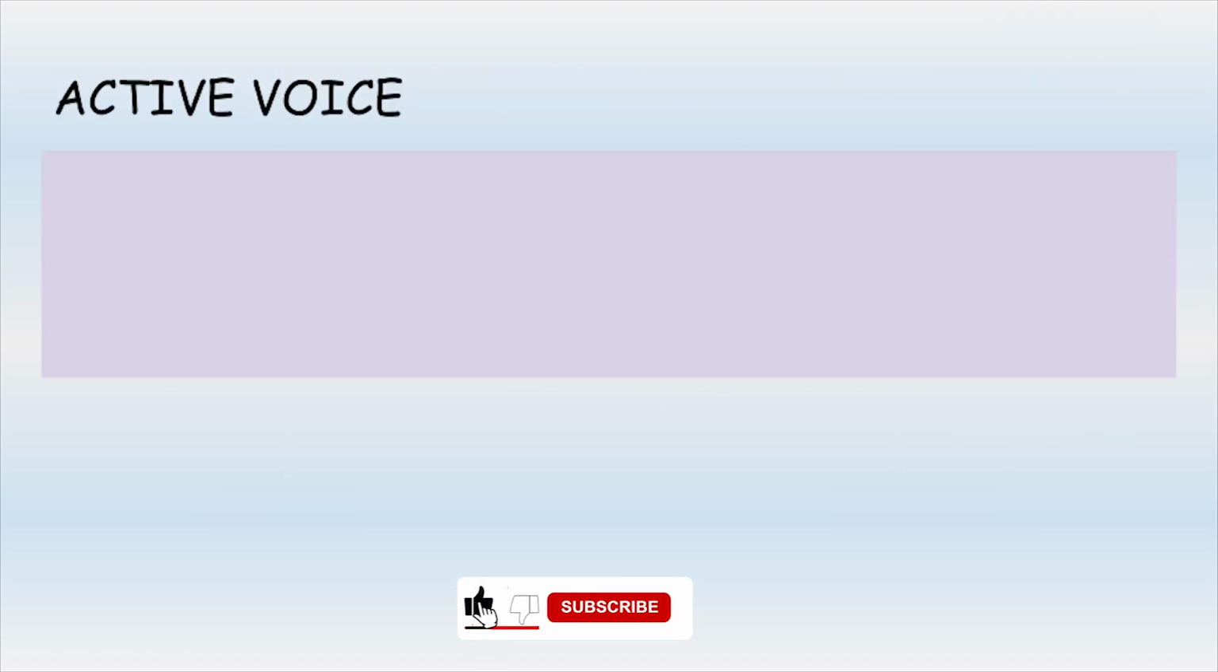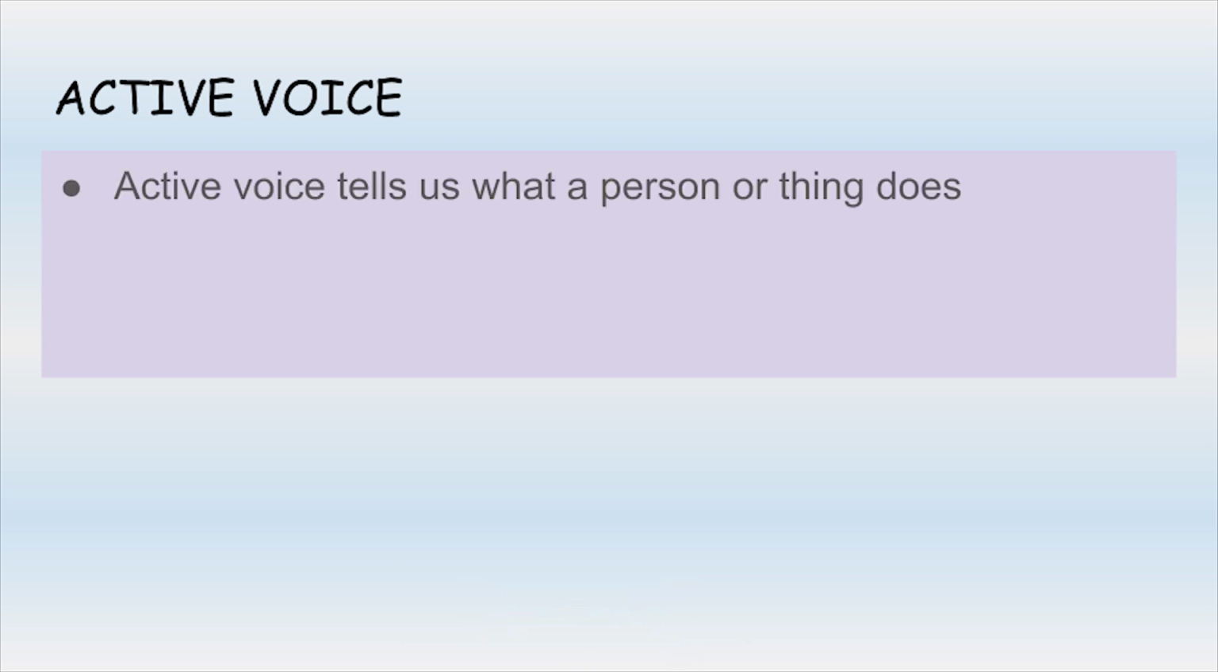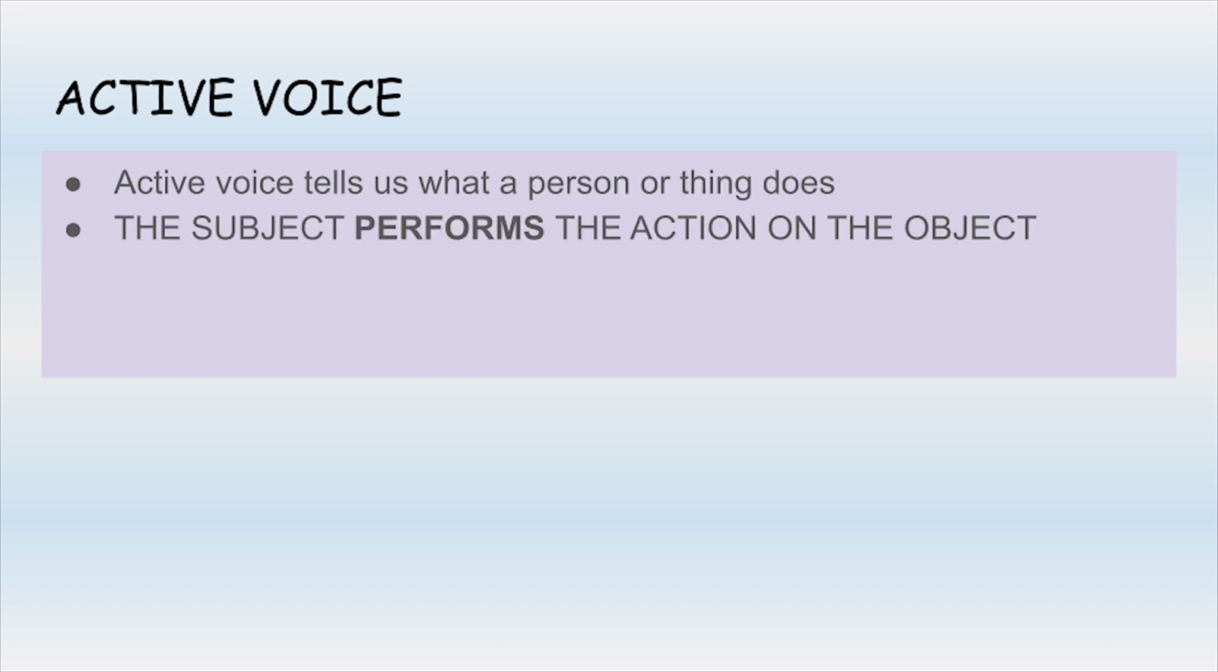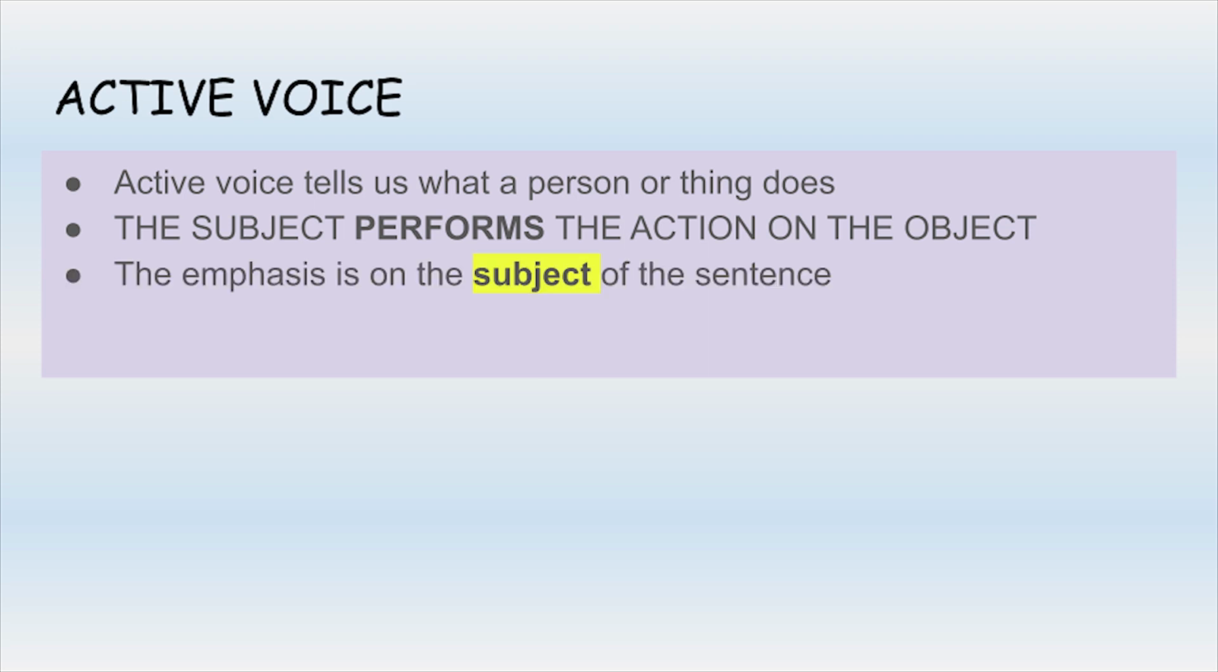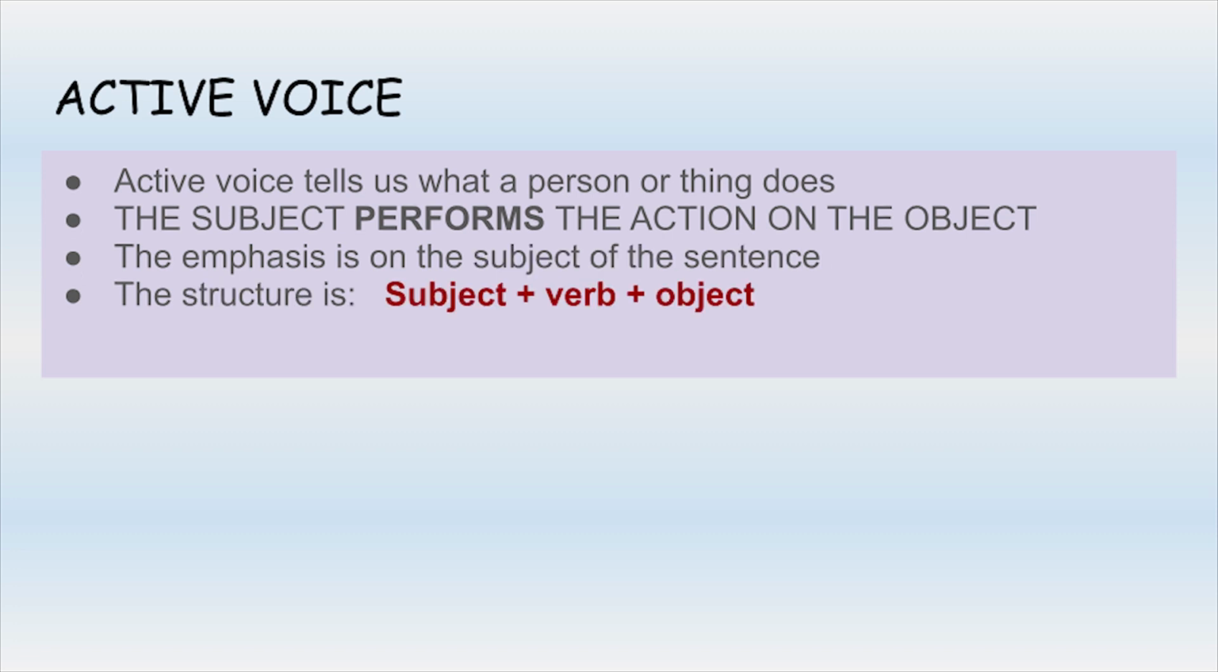Let's look more closely at the active voice. The active voice tells us what a person or thing does. The subject performs the action on the object, so the emphasis is on the subject of the sentence. The structure is subject plus action or verb plus the object.